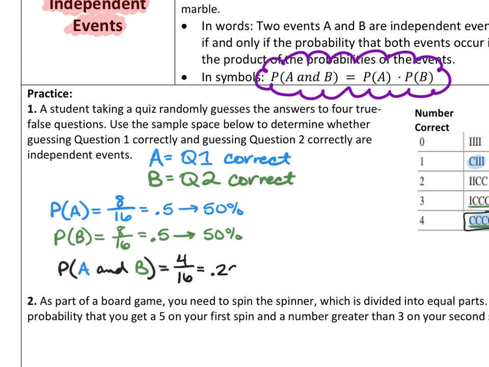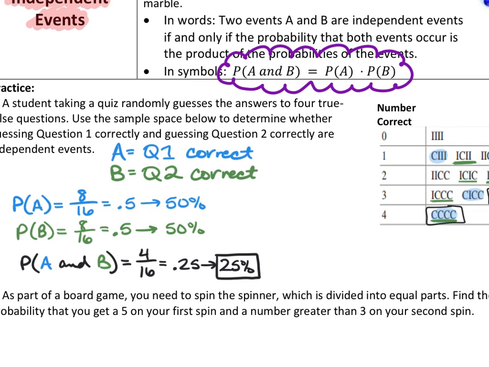That's 0.25 or 25%. Now that's all fine and dandy, but what we need to do is determine if the formula that we've put the purple cloud around also works, and we get the same exact number as here. So using the purple cloud formula, we would check to see if the probability of A and B is equal to the probability of A times the probability of B. We've already found the probability of A and the probability of B.